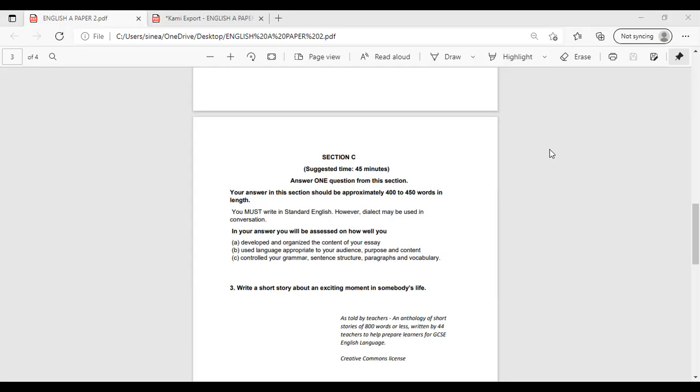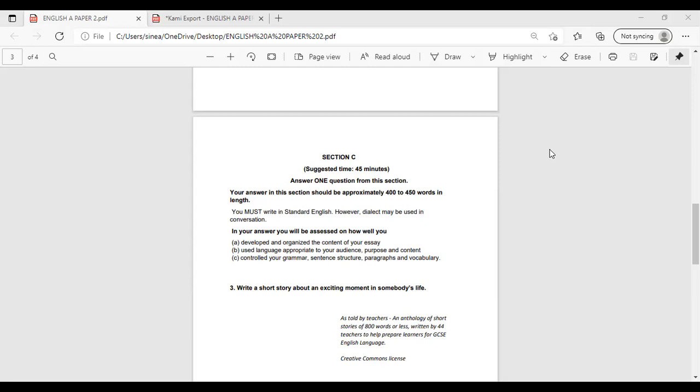So again, section C focuses on content. Content is based on your storyline, which is a plot. Your plot must always have actions as well as characteristics, organization, language use, right? So write a short story about an exciting moment in somebody's life.